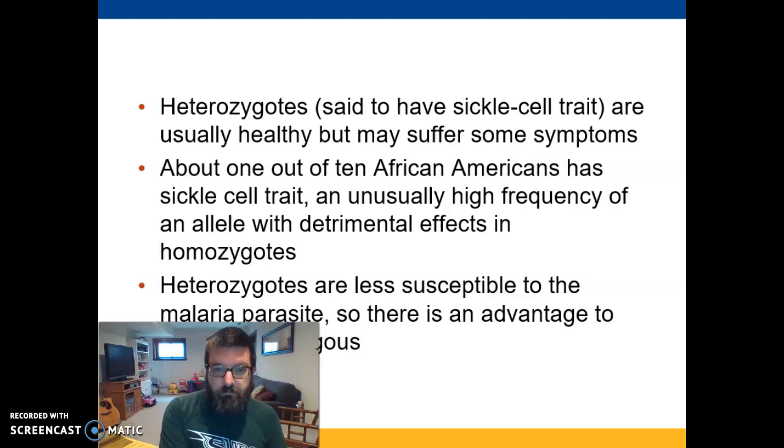And so because of where malaria tends to be common, if you have ancestors who came from those areas, you probably are more likely to have genes for sickle cell anemia. And so African Americans are disproportionately affected by that disorder.